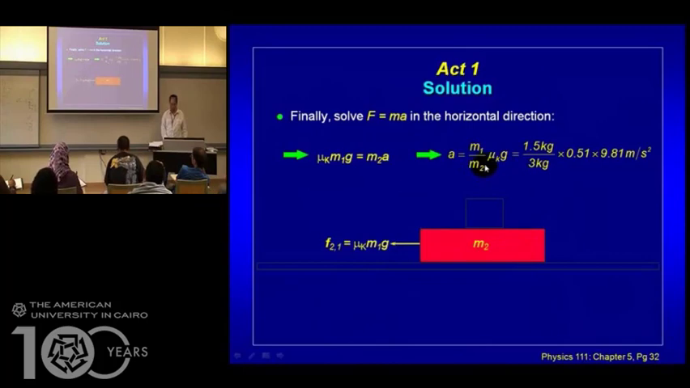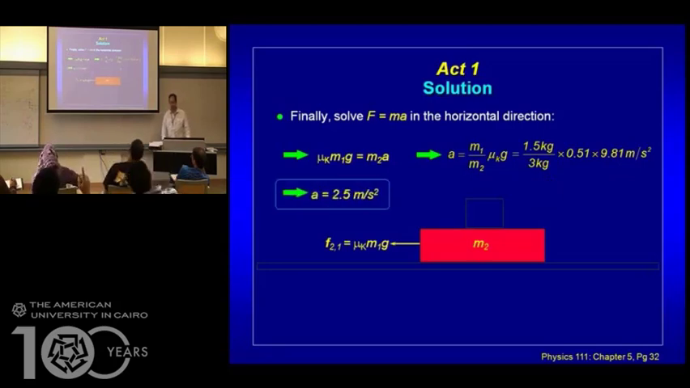And if you put in the numerical values for m1, m2, mu k, and g, you get the answer, and the answer is going to be 2.5 meters per second. Then someone will say, what about the negative sign? Here I have a negative sign, while in here I do not have a negative sign. It's direction.